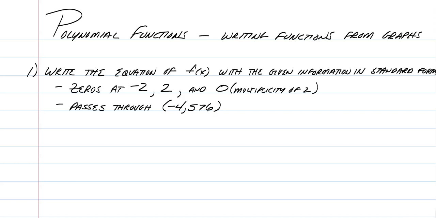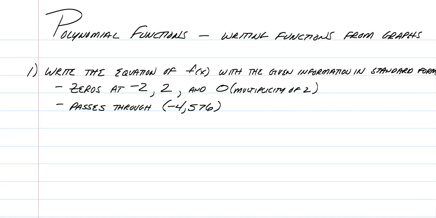So this first example says write the equation of f of x with the given information. We know we have zeros at -2, +2, and 0 with a multiplicity of 2, and it passes through the coordinate -4, 576. So this is a little bit different because it's not a graph, but I gave you all the important points that you actually need. So this is what we are going to do.